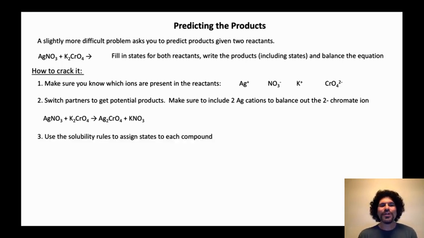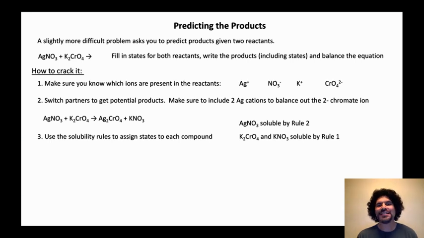Okay, so now we're going to use the solubility rules to assign states to each compound. We're starting out with the reactants because you have to fill in the states for the reactants. By rule 2, we have a nitrate, so therefore silver nitrate is going to be soluble. We can write an aq next to it. And then for potassium chromate, by rule 1, that's going to be soluble because it contains potassium, which is an alkali metal salt. Yes, you'll have a periodic table in the exam, but you have to start to get some familiarity as to where some of these things you're going to see over and over again are on the periodic table.